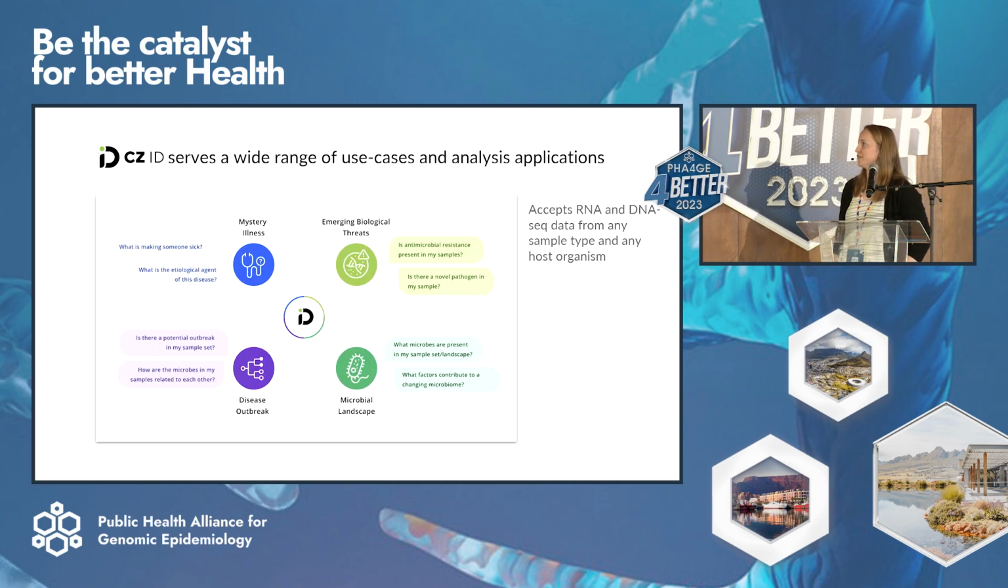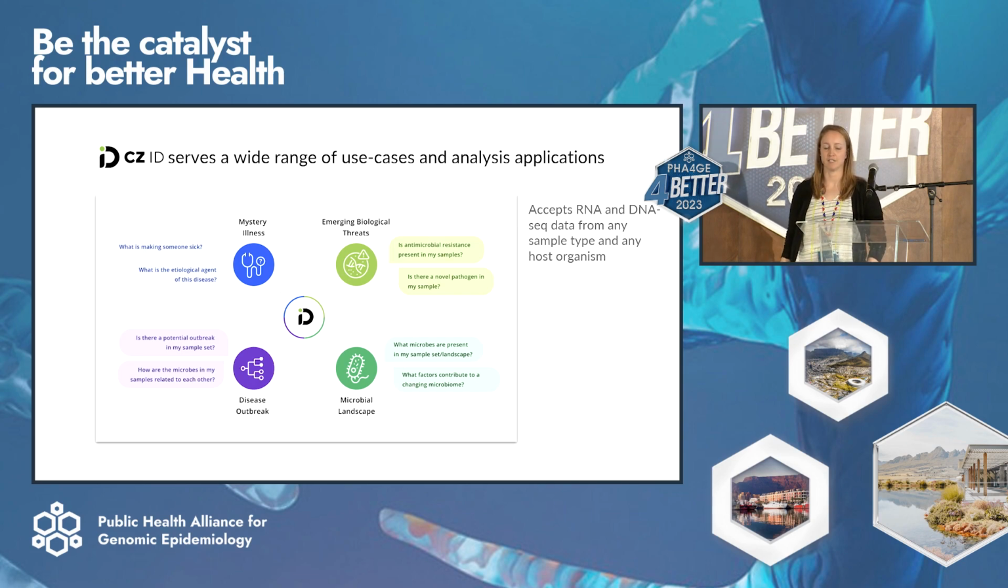So altogether, CZID serves really a wide range of different use cases. Since it can accept RNA and DNA sequencing data from any sample type or host organism, there are researchers using it for all different questions. So some folks are studying different causes of mystery illness. When standard diagnostics fail to identify something, metagenomics often can.